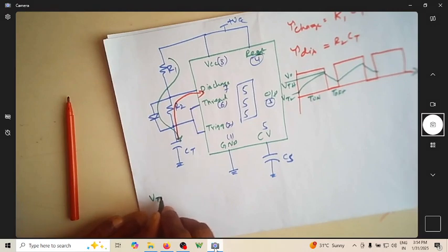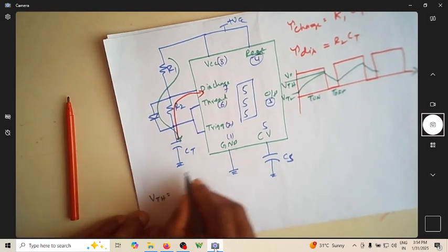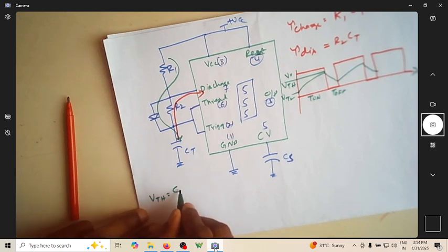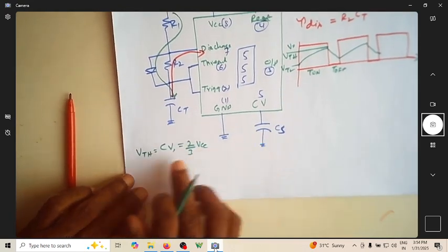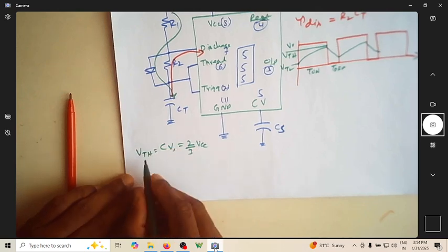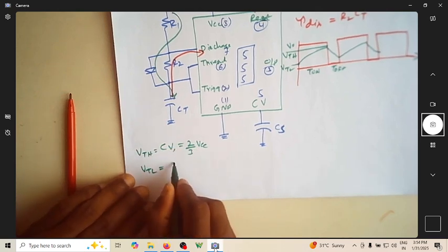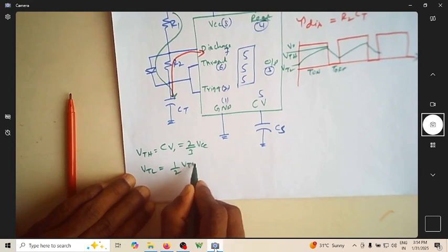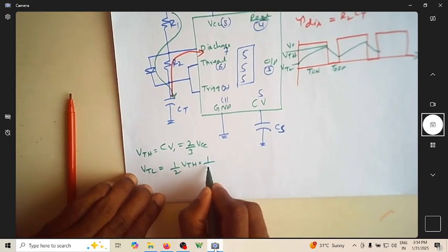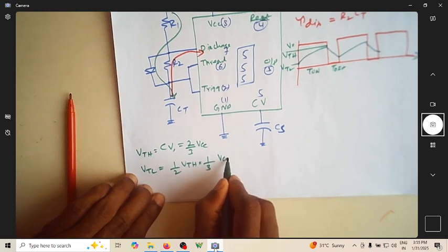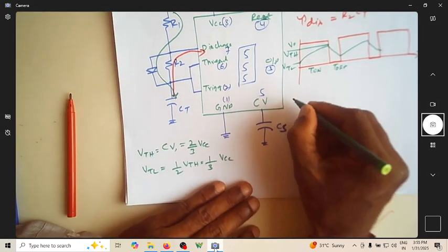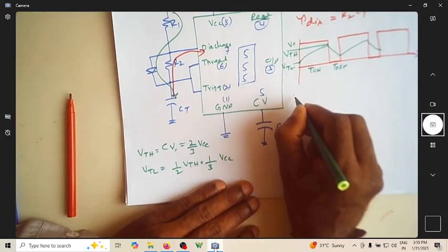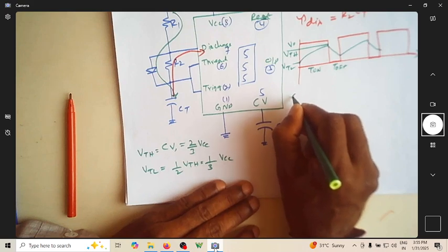So VTH is equal to the control voltage. The control voltage is usually 2/3 of VCC if you're not connecting anything here. This is the control voltage, which is 2/3 of VCC. VTL is always half of VTH, which is nothing but 1/3 of VCC. So now, to find this, you have a capacitor equation.